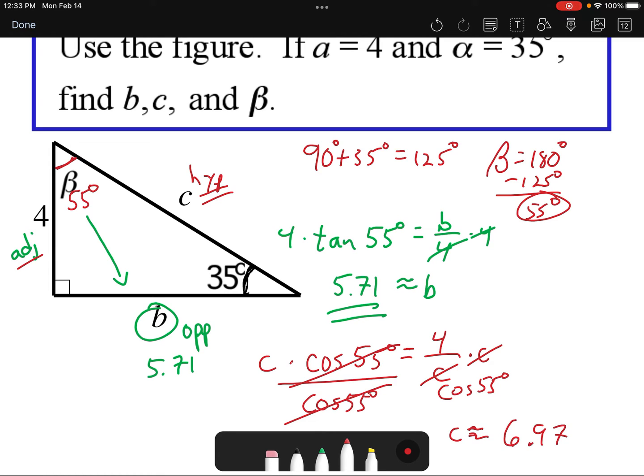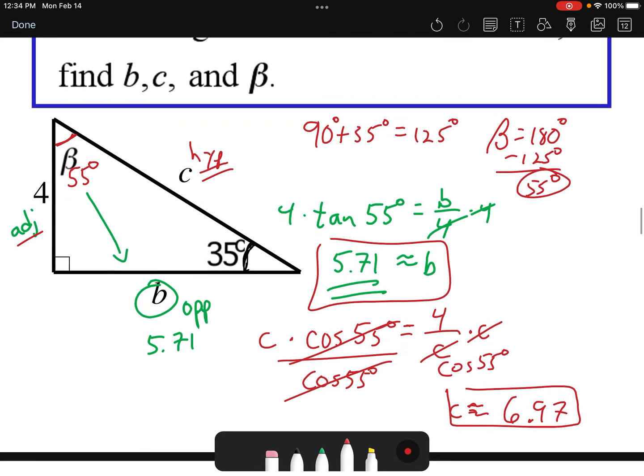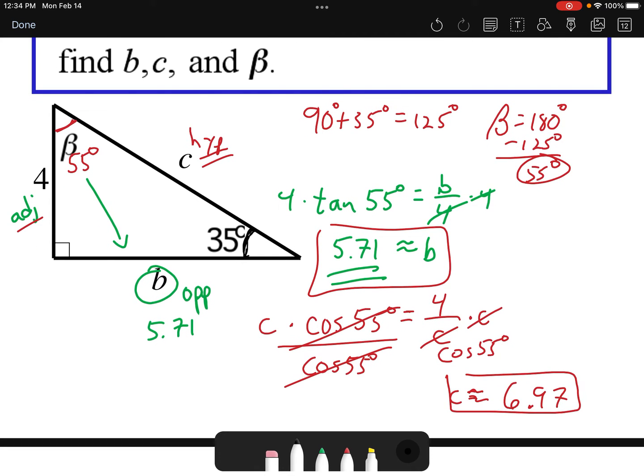But C then is approximately 6.97. B is approximately 5.71, and beta is definitely 55. Now, if we chose to use 35, we will get the same answer. Now, I'm going to go ahead and do it quick.